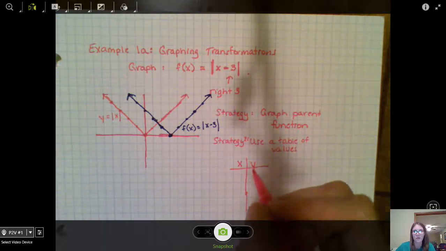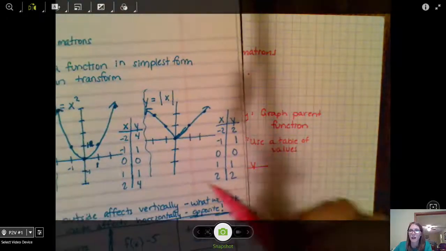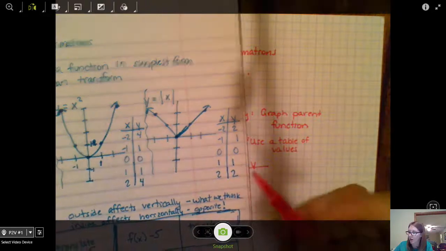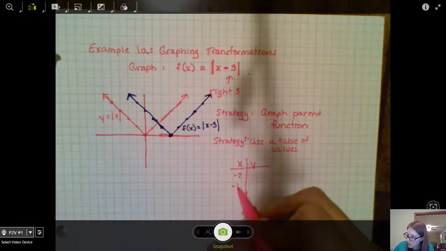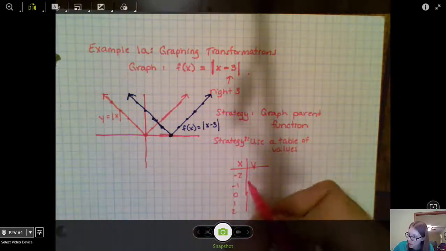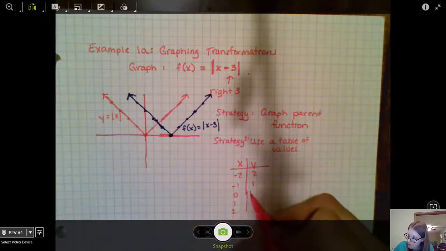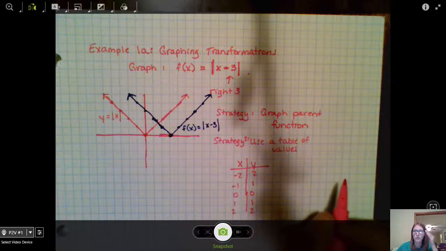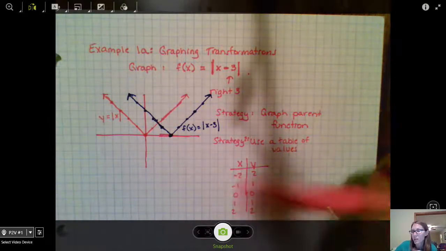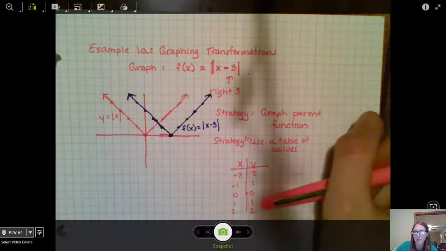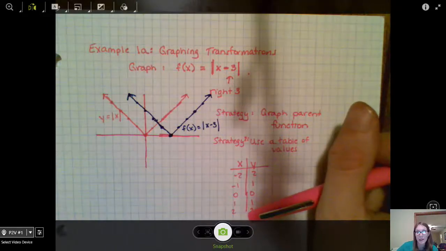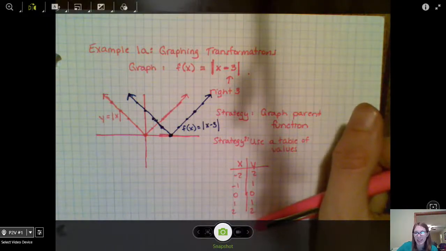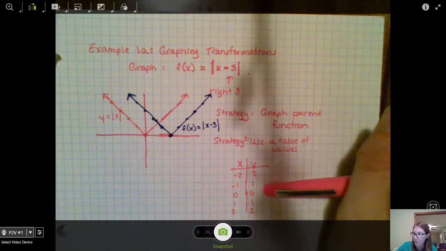So on that last little bit, we saw our table of values here. x values: -2, -1, 0, 1, 2. And then our y values, 2, 1, 0, 1, 2. Okay, so the table of values, it might seem a little bit more complicated here, but when we start throwing some more transformations in together, you might like this one better.